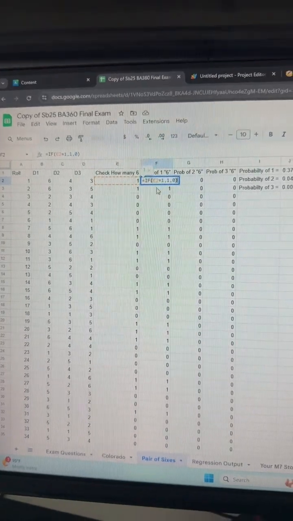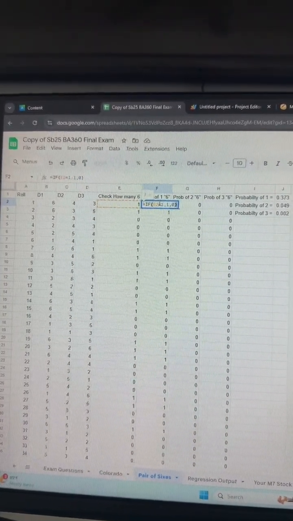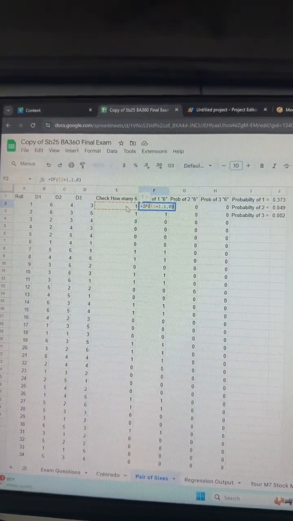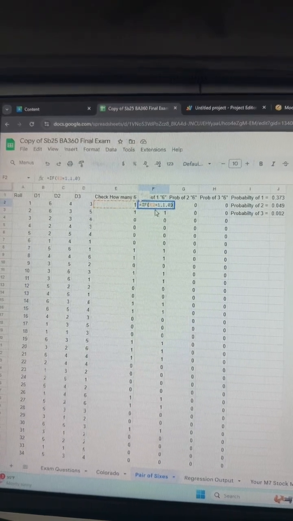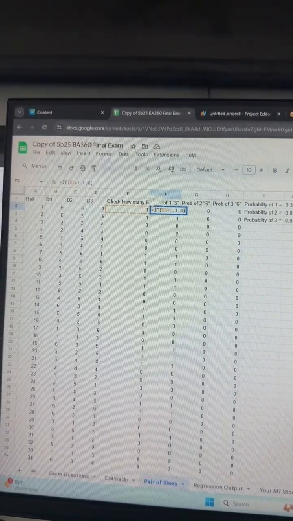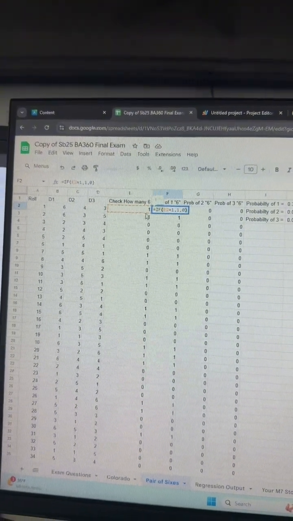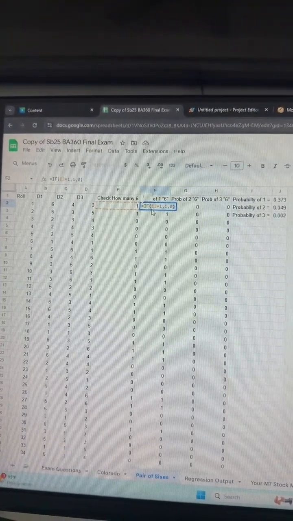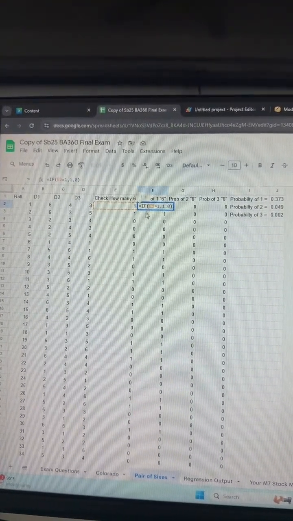It is going to go into this box over here and check if it's a 1. If it's a 1, it will return a 1 again. It's kind of redundant, but I couldn't figure out a faster or simpler way to figure this out.